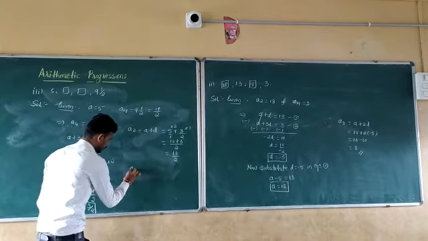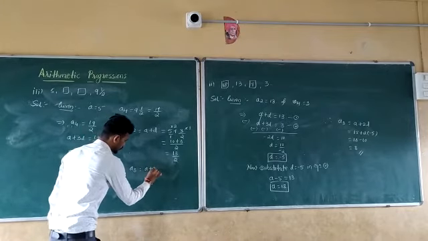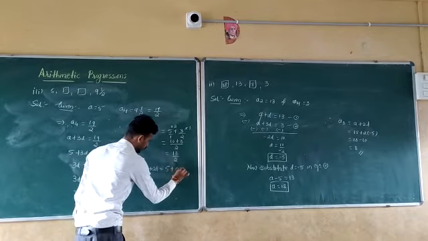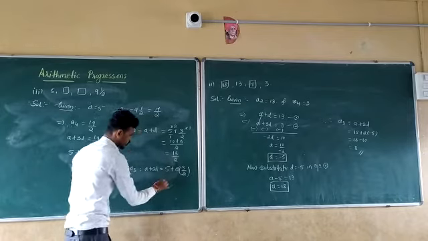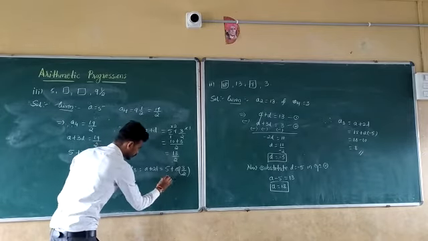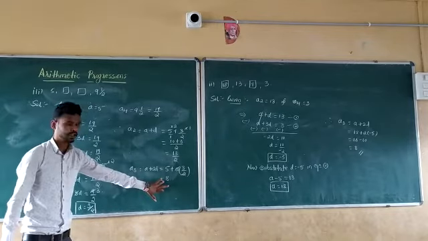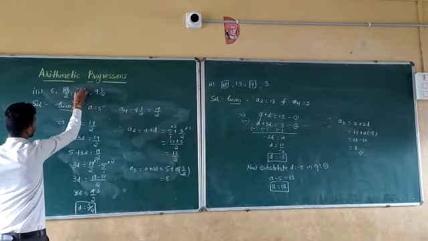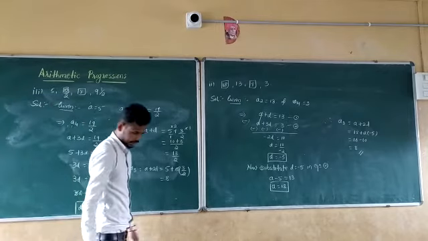And similarly A3, which is equal to what you can write? A plus 2D. So A is 5 plus 2 into D, which is 3 by 2. So 2 ones are 2, the 2s get cancelled. 5 plus 3. So A2 is 13 by 2 and A3 is 8. So this is 13 by 2 and this one is 8. So the next question.